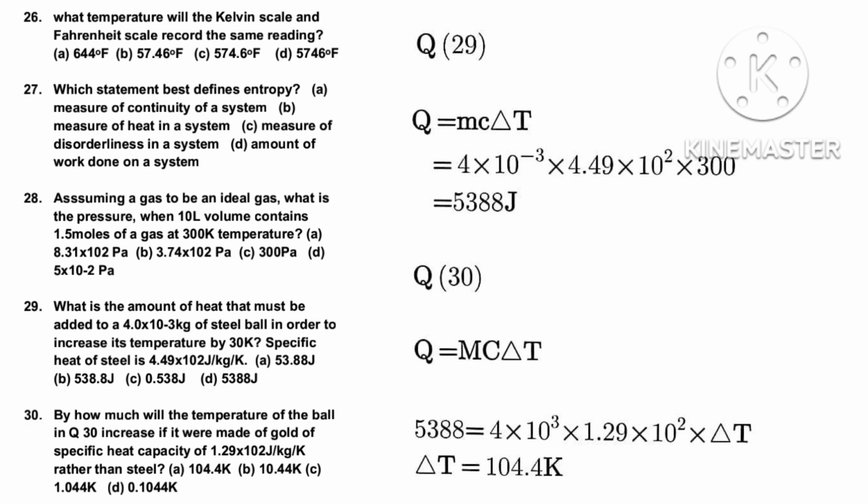Then for question 30, by how much will the temperature of the ball in question 29 increase if it were made of gold of specific heat capacity of that. So in this case, they gave us a different specific heat capacity, so we are asked to look for the change in temperature. So we use the same heat which was gotten from question 29, and at the end of the day we arrive at 104.4 Kelvin. So that's option A. So that is that.